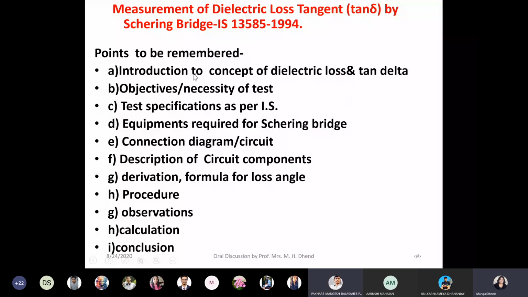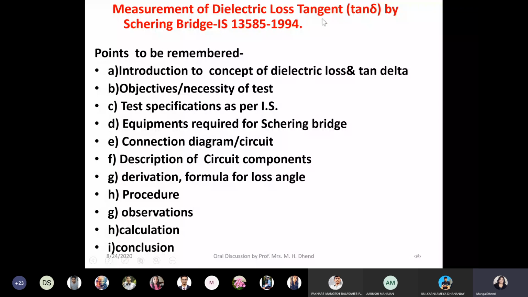Yes, ma'am. Okay, so points to be remembered: we have discussed in earlier tests that we must know the objectives of the test. Now today's test is for measurement of dielectric loss tangent. So the name only implies that you want to measure tan delta, and tan delta is known as loss factor. And as it is known as loss factor, definitely it will indicate what is the dielectric loss of the material.